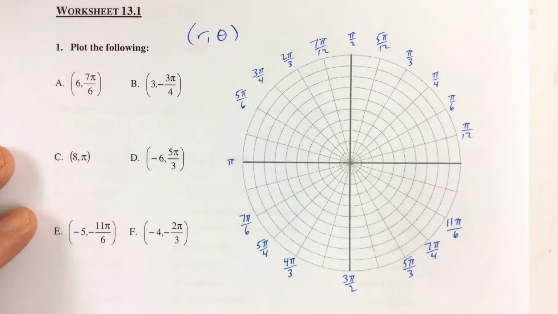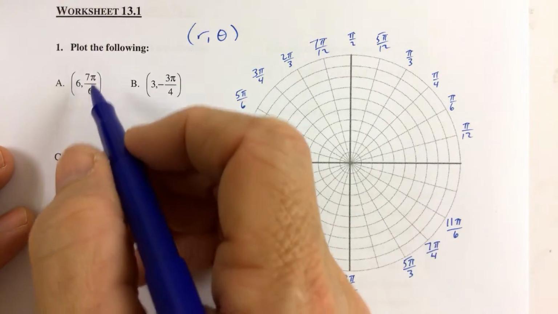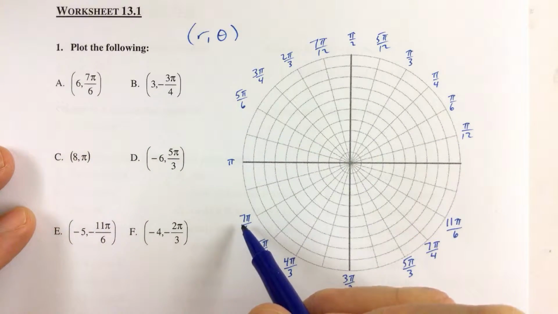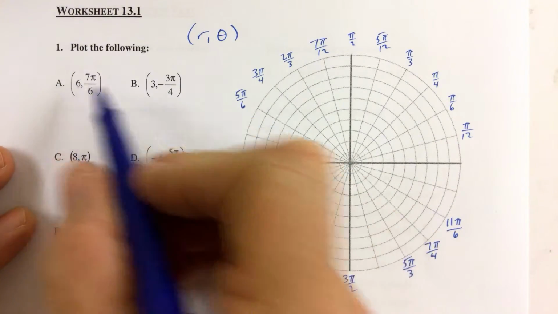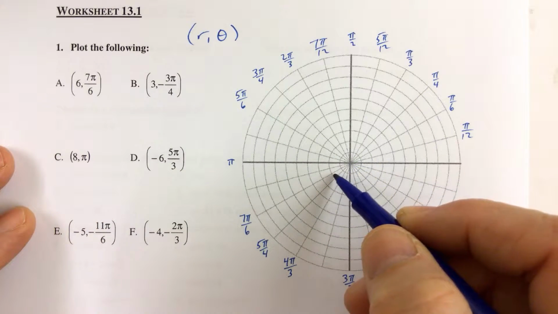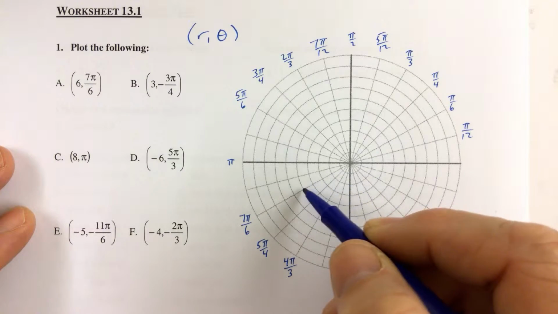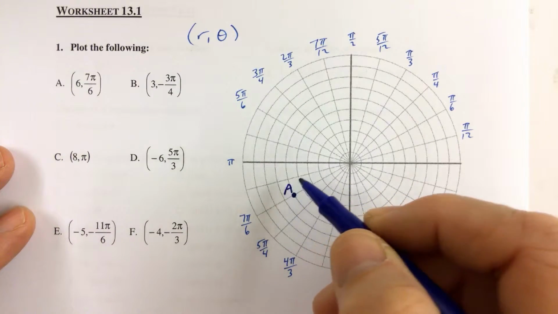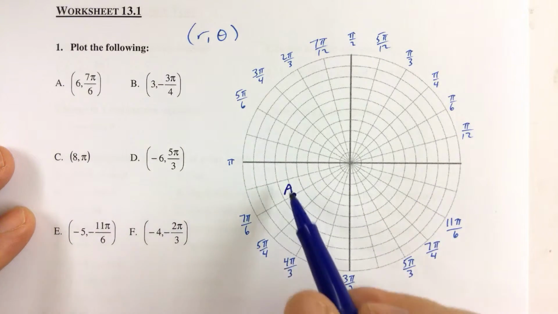So in plotting point A, we identify that the angle measure is 7 pi over 6, so that's over here, and then we count six units from the pole. So we just count the circles. 1, 2, 3, 4, 5, 6. So 6 units toward 7 pi over 6 would be point A.